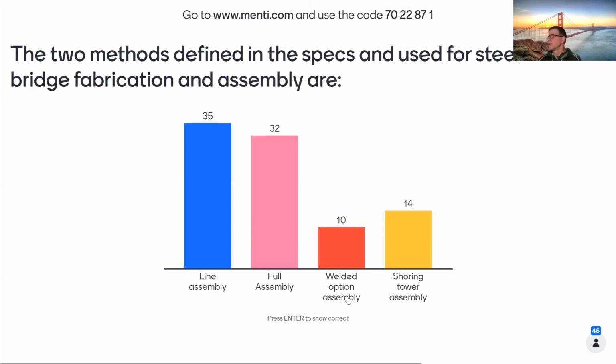These other options, welded option assembly, that's not really a term we would use. And shoring tower assembly, it's again not a term we would use, and the spec doesn't use it. The spec calls and talks about shoring and shoring towers, but it's not a named method in the spec.